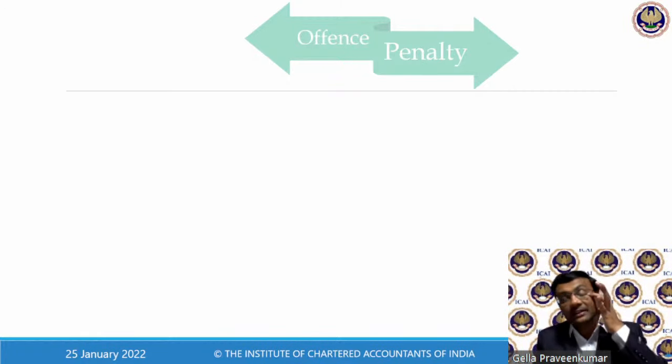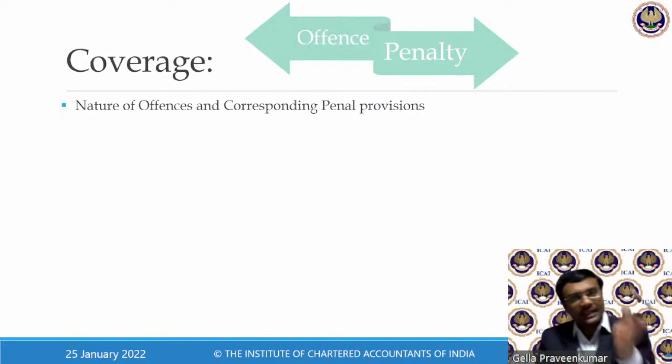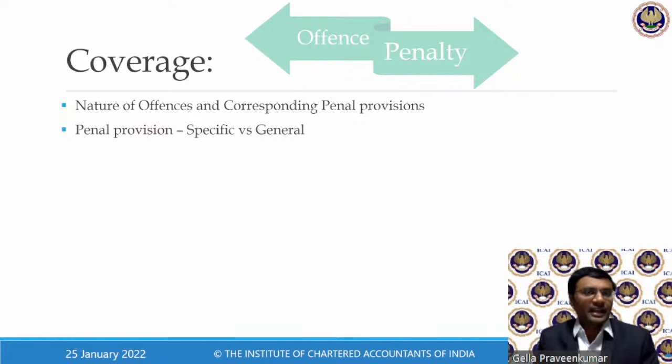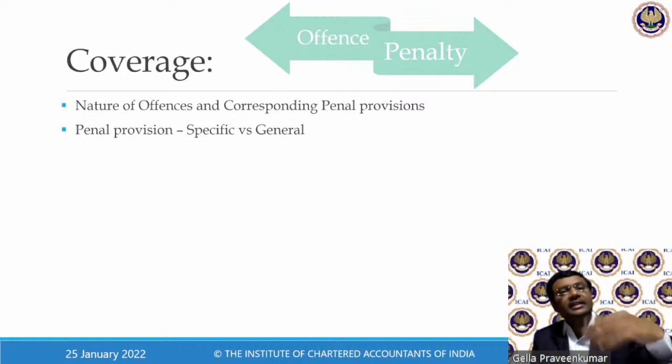So let us start with today's discussion on the chapter called Offences and Penalties under GST law. In today's class, we are going to discuss the nature of offences, and for each offence, what is the penalty. And for these penal provisions, is it a specific penal provision or a general penal provision? When I say specific, is it applicable to the person who has committed an offence, or are they referring to the penal provisions in general?